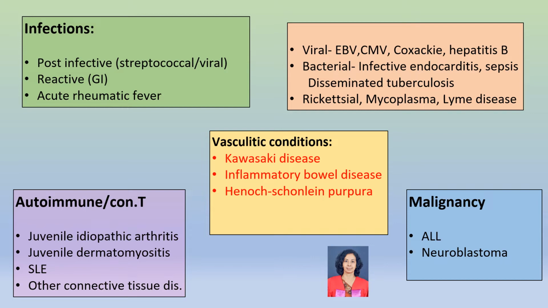Okay, moving on to autoimmune conditions. The most common disease entity that you may consider in a child who presents with joint involvement could be juvenile idiopathic arthritis. And to have a rash, systemic onset of juvenile idiopathic arthritis may be the most common condition that you may think of.